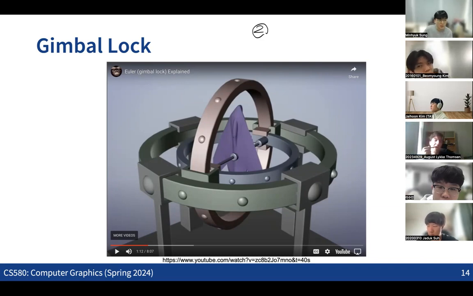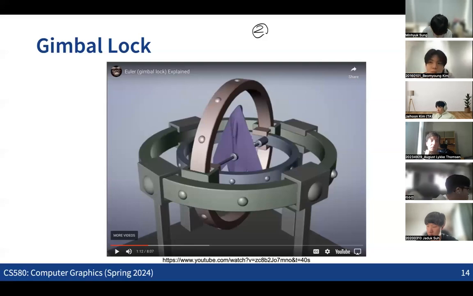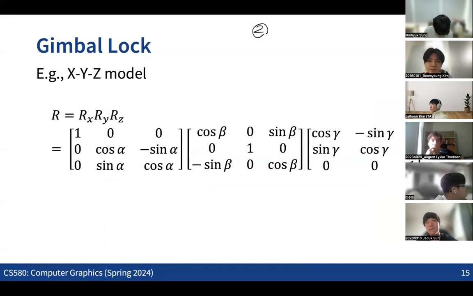So depending on how we define the gimbal, there are cases where we can easily lose 2 degrees of freedom by setting one of the numbers. Let's look at one such case, the neural deformation example. Here we have the XYZ model, which means that we are applying the rotation along the Z-axis first, then the Y-axis, and then the X-axis.